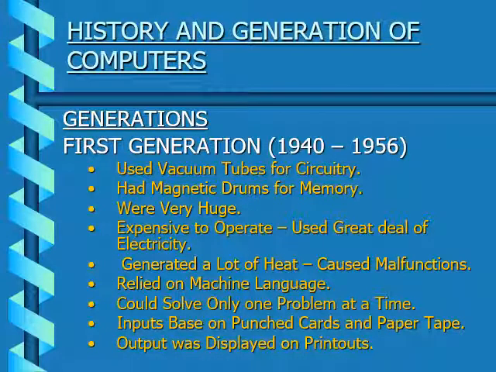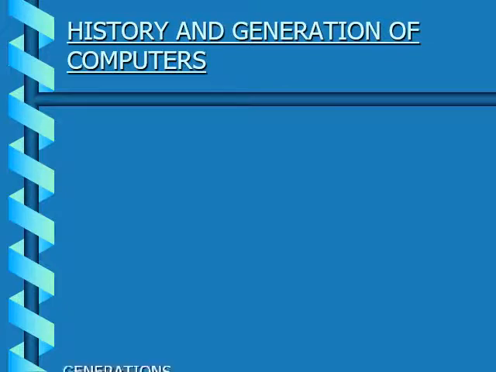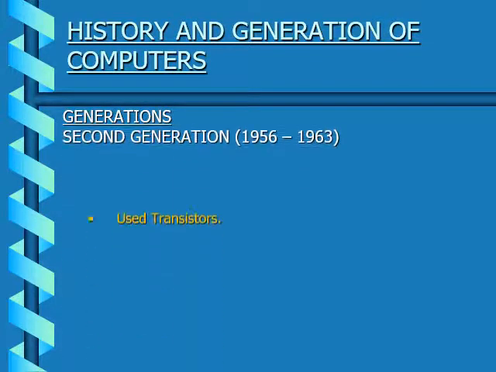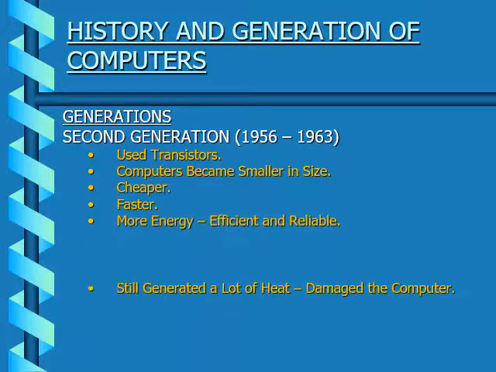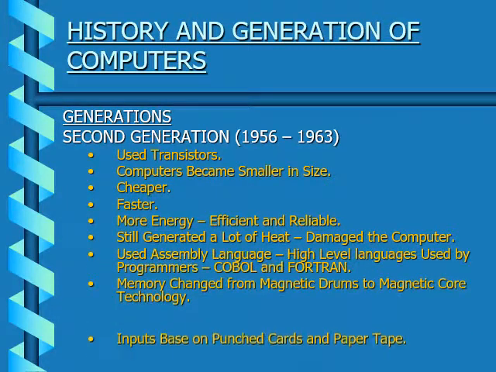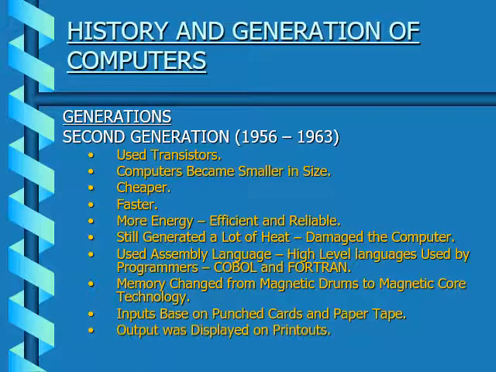Then the output was displayed on printouts. Just imagine working with a computer without a screen. Just imagine for once. It was hectic, right? So moving on, we had the second generation of computers, which used what we call transistors. And computers became smaller in size by the introduction of transistors.